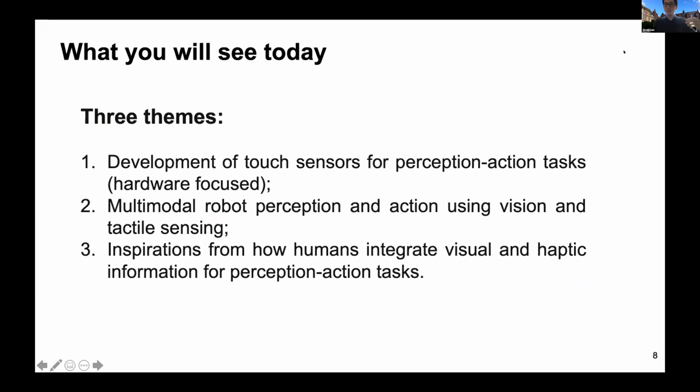We have 3 themes for our workshop. The first one is hardware focused: development of tactile sensors for perception and action tasks. The second one is multimodal robot perception and action using vision and tactile sensing. The third one is more on human tactile sense, and also how to combine tactile sense with vision. So we have inspirations from how humans integrate visual and tactile information for perception and action tasks.